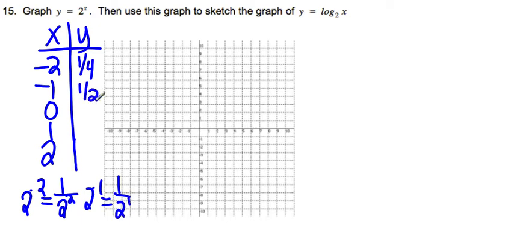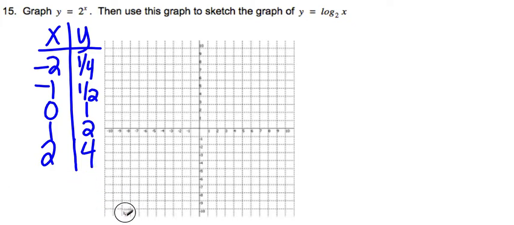The rest of them are easy. I'm not going to show work on that. 2 to the 0 is 1. 2 to the first power is 2, and 2 squared is 4. You know what? I think on this one I want to go one more because I can fit one more on the graph. 3. 2 to the third power is 8. So we'll graph this: -2, 1/4; -1, 1/2; 0, 1; 1, 2; 2, 4; and 3, 8.